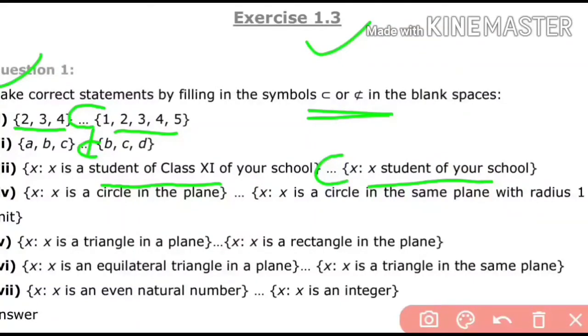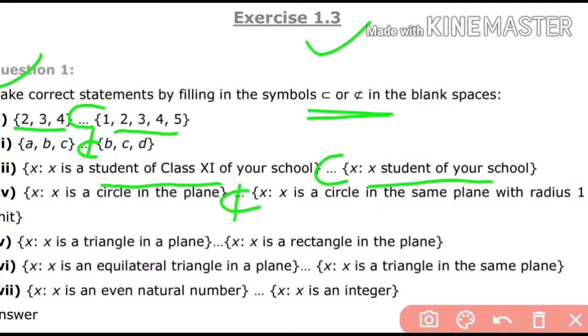Next is {x : x is a circle in a plane}. In a plane we can draw a circle. On the second side we have {x : x is a circle in the same plane with radius 1 unit}. The second side has circles of radius 1 only, but on the left-hand side we have all circles, radius 1, radius 2, and so on. So the left-hand side set is a big set and the right-hand side set is a small set, so it cannot be a subset. This is not a subset.